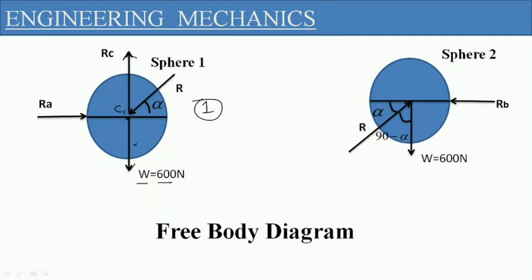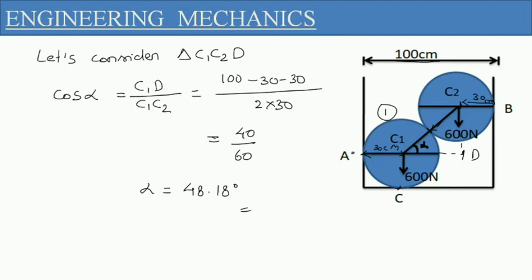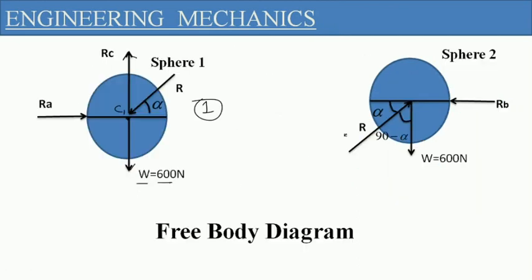Now second one, this sphere is having contact with this vertical wall also at point A. So perpendicular to this wall, or perpendicular to this surface, we will define another reaction, that is reaction RA. So this is our third force, reaction RA, and it will act in this particular direction.